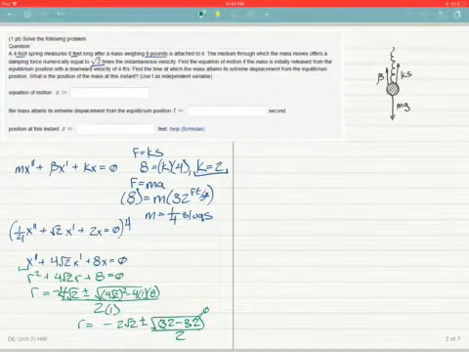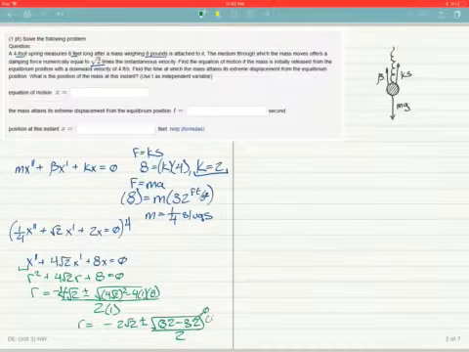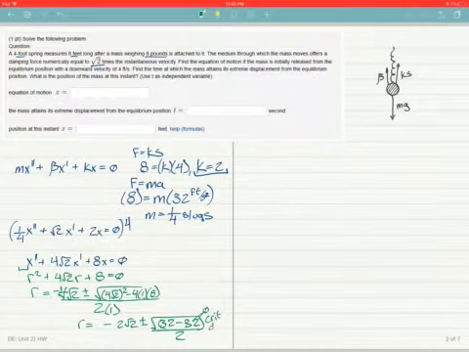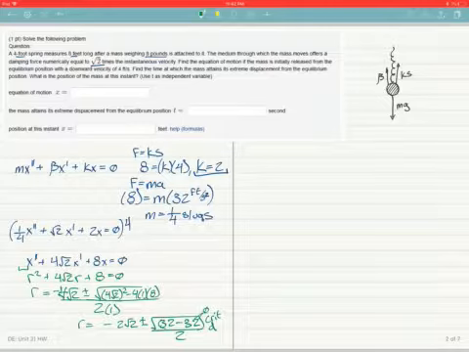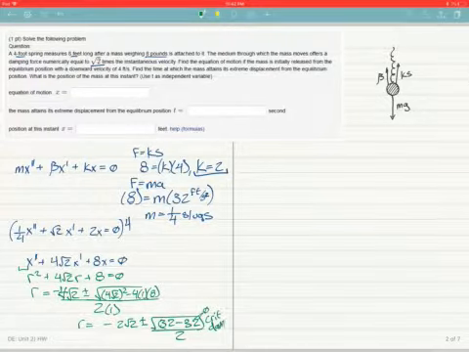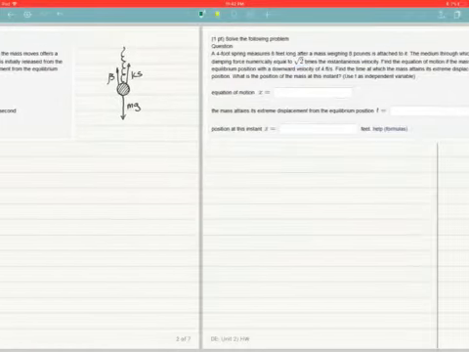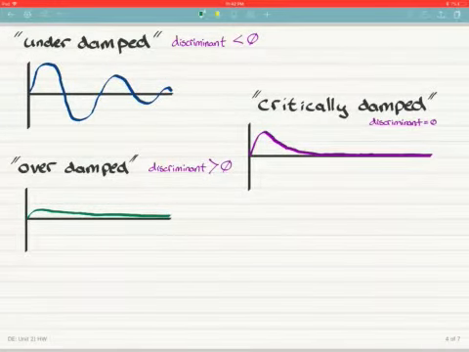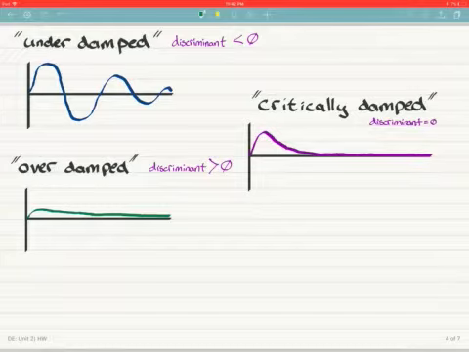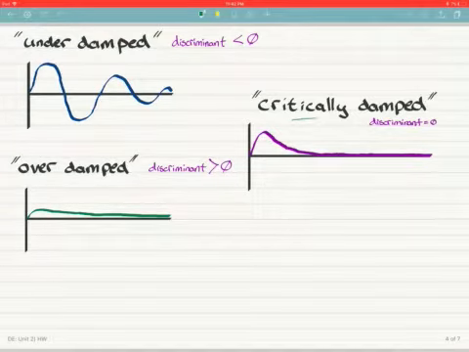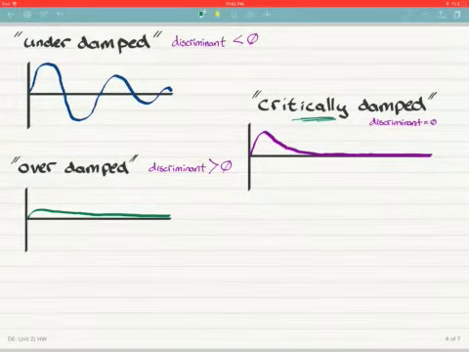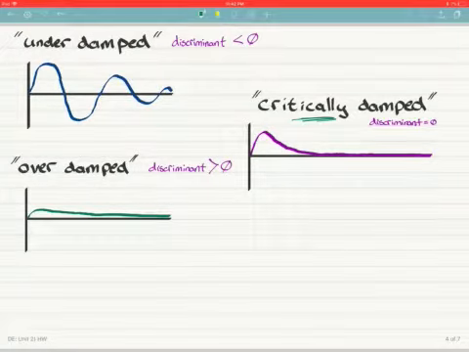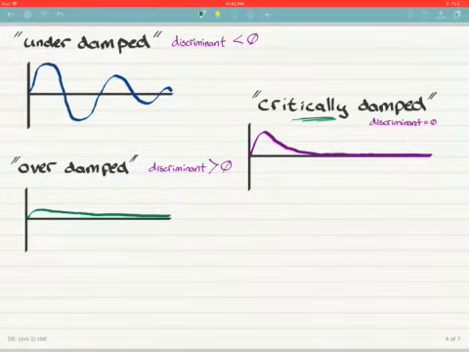And from this discriminant, if we know that underneath the discriminant is equal to 0, then this is going to be critically damped. Okay, so from this little diagram I have over here, we can already tell what this is going to look like. If it's critically damped, it's not even going to have an oscillation. It's just going to go up and come back down.